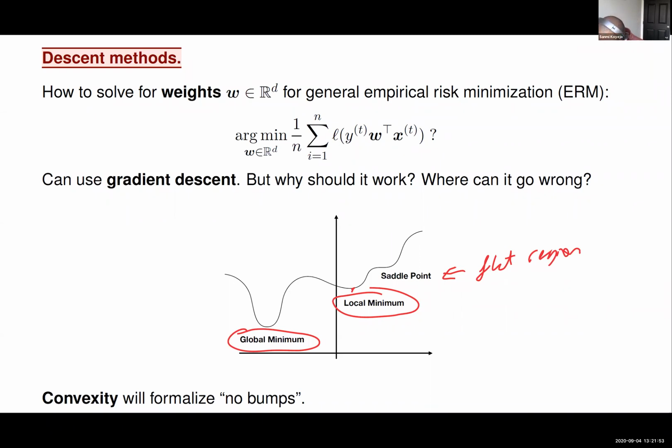Remember, all of these special points are points that have gradient 0. So at this point, gradient is 0. At this point, G is 0. And at this point also, G is 0. So if we're depending only on gradient in order to find solutions, we can't tell apart whether we're in a global optimum or a local optimum or in a saddle point.